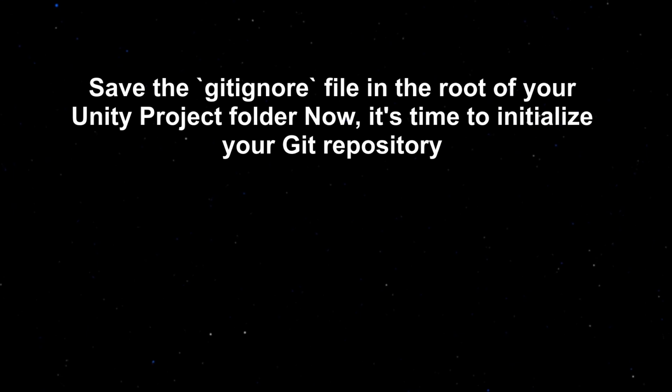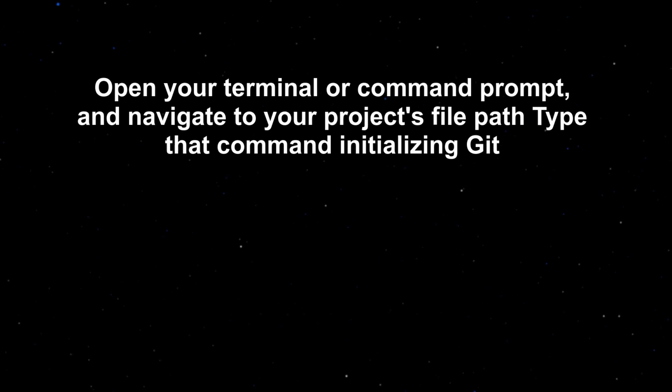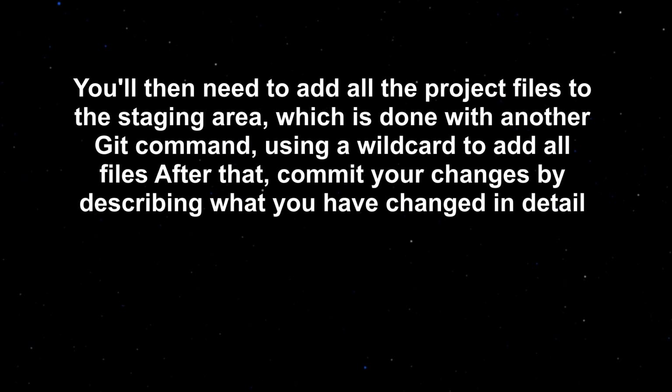Now, it's time to initialize your Git repository. Open your terminal or command prompt and navigate to your project's file path. Type that command initializing Git. You'll then need to add all the project files to the staging area, which is done with another Git command, using a wildcard to add all files. After that, commit your changes, describing what you have changed in detail.